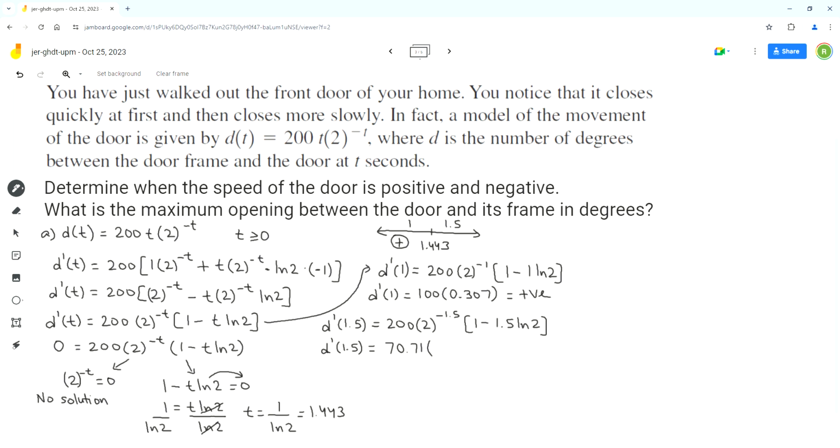So I got negative. I rounded the answer to 2 decimal places. If we do this multiplication, we'll get a negative result. So that means the derivative is negative on the right side of the critical number. Now we can write the intervals when the speed of the door is positive and negative.